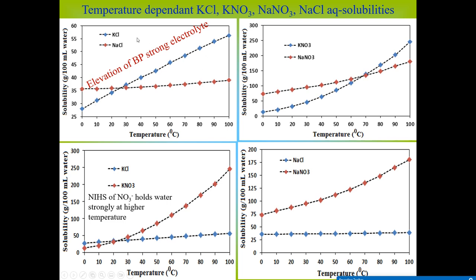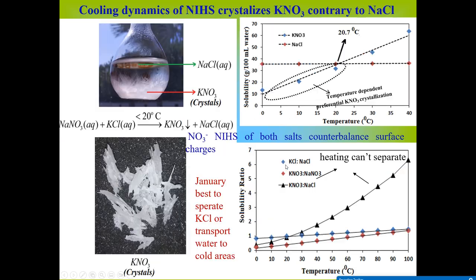Why? Because the sizes of K and Cl are the same, but in Na and Cl, the sizes are different. Because they develop the ionic hydration, Na and Cl will develop ionic hydration of different sizes. Ionic hydration of Cl is different from that of Na, while the ionic sizes of K and Cl are the same. So see their activity, Coulombic interactions. So this is directly connected to this.